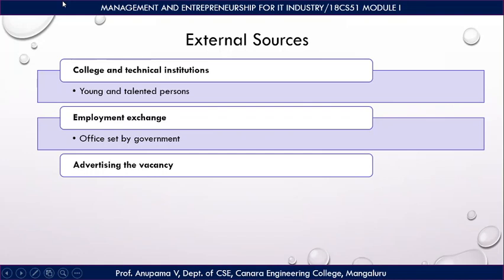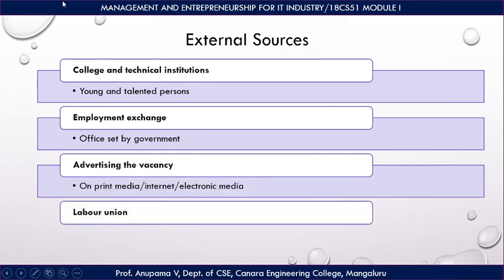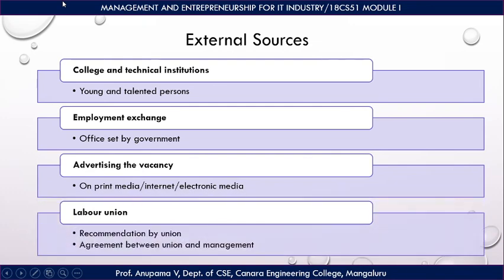Advertising the vacancy. One more source that is tapped by companies is advertising the vacancy in leading papers or multimedia. This source may be used in the case of a company which requires the services of persons possessing certain special skills or if there is an acute shortage of labor force. The next external source is labor union. In companies with a strong labor union, persons are sometimes recommended for appointment by their labor unions. This may also be done in pursuance of an agreement between the union and the management.